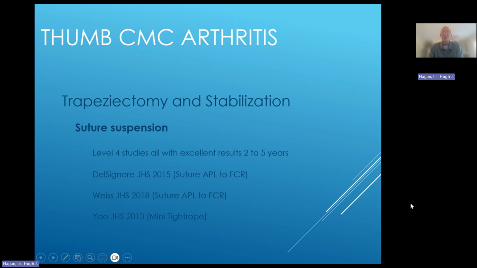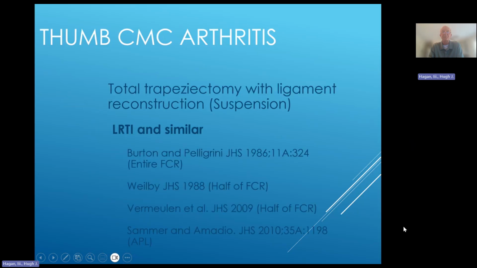I'm quite familiar with Jean Del Signore's and Arnold Peter Weiss's procedure, having done a number of these over the years. I've been less of a user of the mini tightrope just because of the unique complication of metacarpal shaft fractures, which I've tried to avoid.